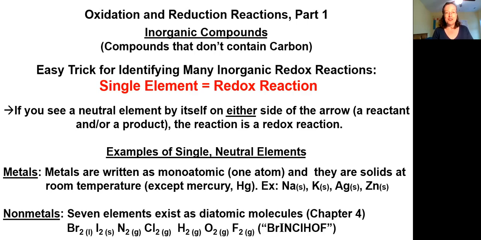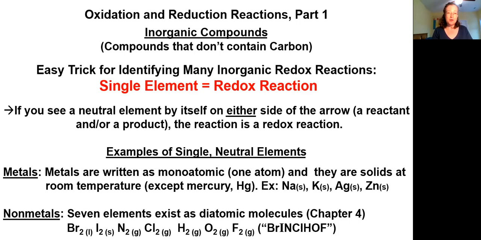The nonmetals, we've talked about in chapter 4, another flashback. 7 elements exist as diatomic molecules. So if I see just Br2 on one side of the equation, that's a single element, and that would mean it's a redox reaction. Or if I see I2 on either side, or N2 or Cl2, my Brinkelhoff group. These guys by themselves, they're a single element. It's more than one atom of that element, but it's a single element. If he's on either side of the arrow, it screams redox reactions.